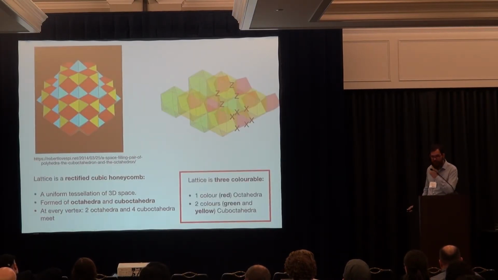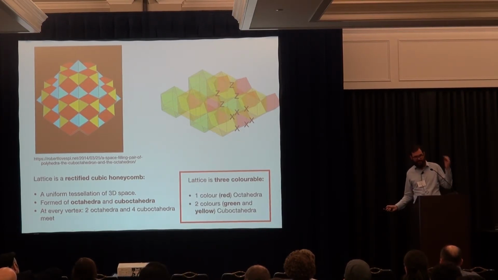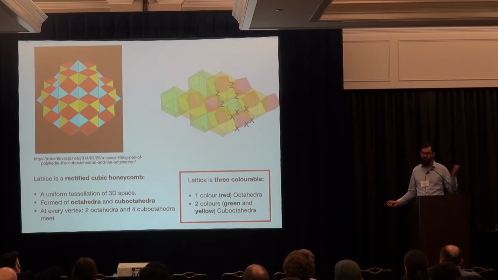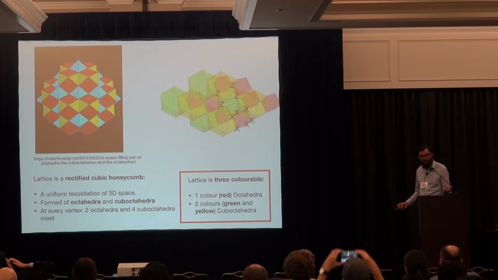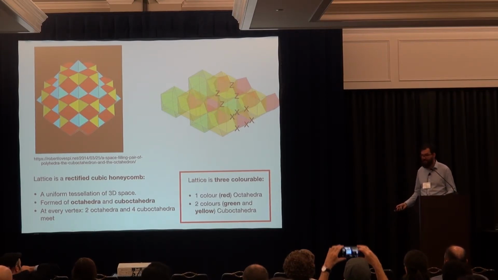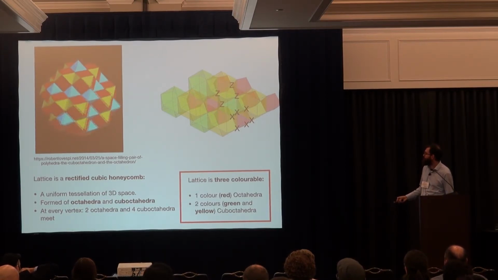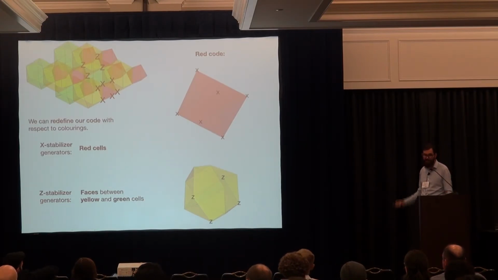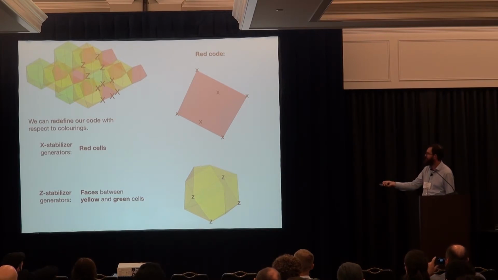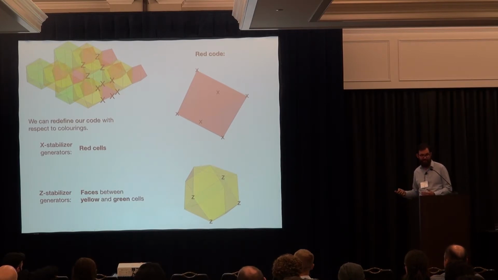Now, we notice that this lattice is actually 3 colorable. We can color the octahedra red, and we can color the cube octahedra green and yellow, such that no 2 adjacent cells have the same color. And when we do that, we notice that this has a nice interpretation in terms of colors. So our X stabilizer generators are defined by the red cells. The Z stabilizer generators are defined by the faces between yellow and green cells.